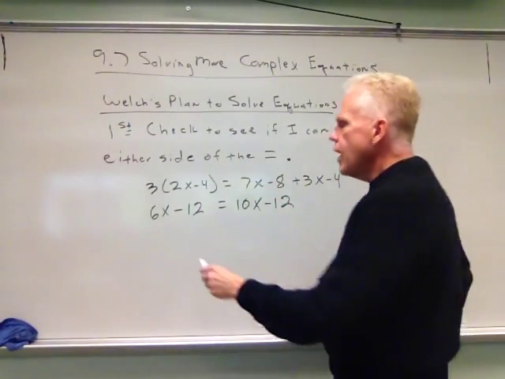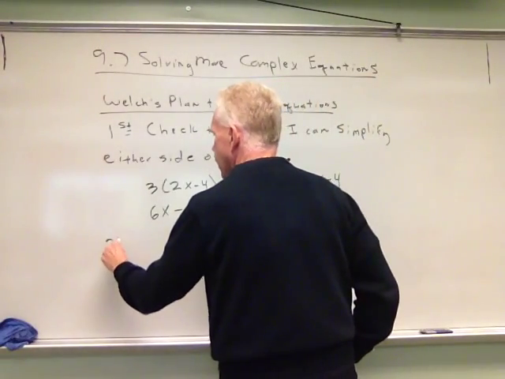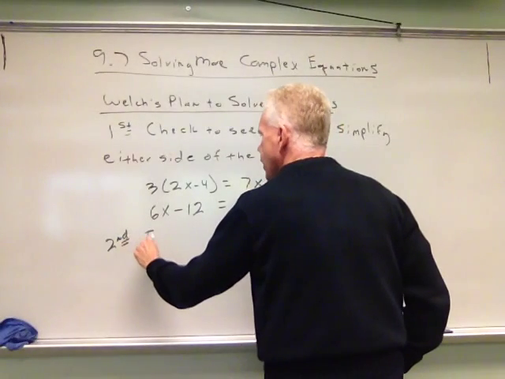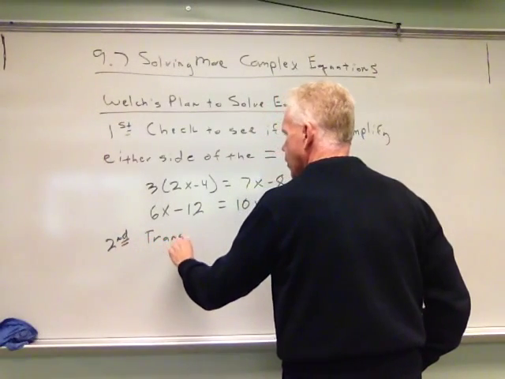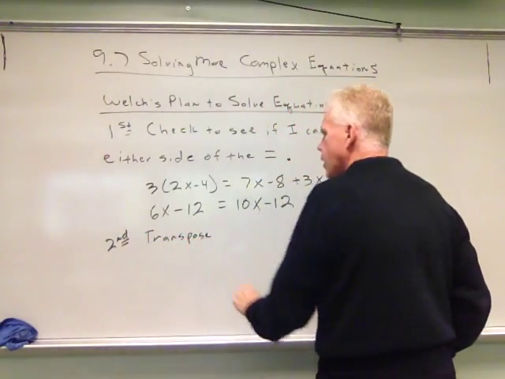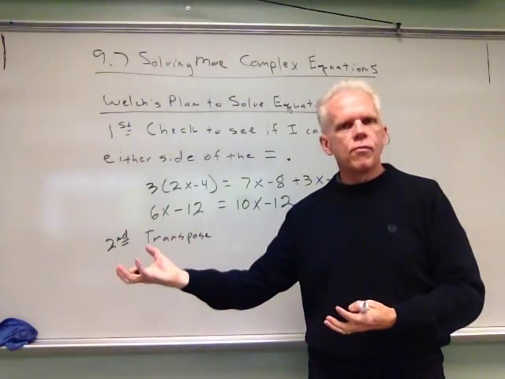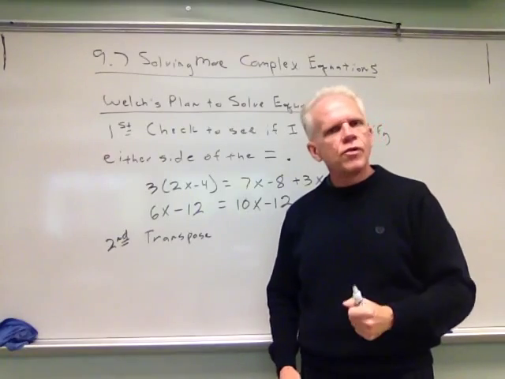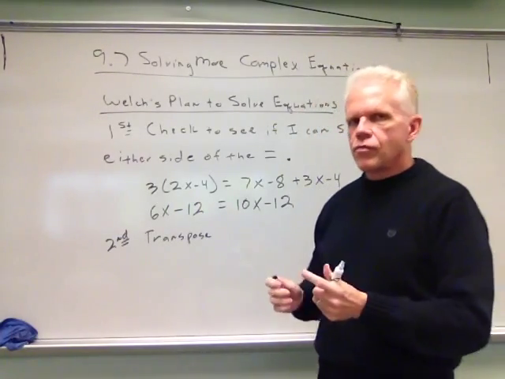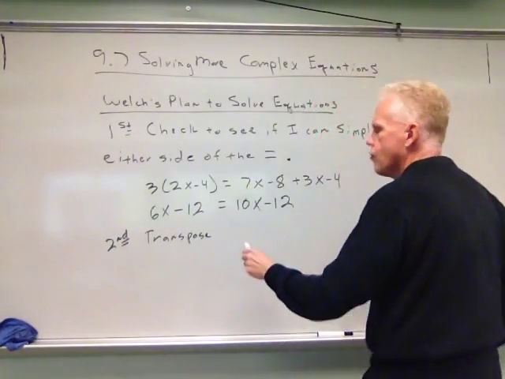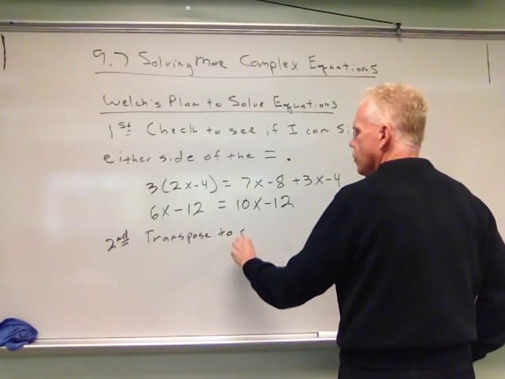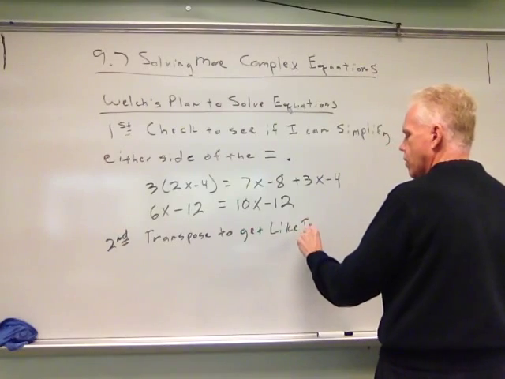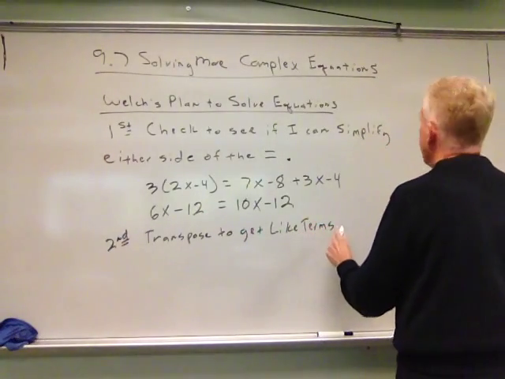All right? Second, after this, the second step is to transpose. You remember transposing? It's where we move terms from one side of the equal to the other, either which way, and we can do that as long as we change their signs. So we want to transpose to get like terms together.